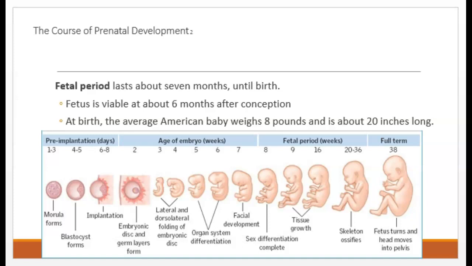By the end of the 5th month, their fingernails and toenails have formed and they are more active. At 6 months, or about 24 weeks after conception, the fetus is viable, meaning it is possible for them to survive outside the womb, although their lungs are not fully mature and they would have extreme difficulty breathing. By the end of the 7th month, the fetus weighs about 3 pounds. During the last 2 months, fatty tissues develop and the functioning of various organs such as heart, kidneys, and lungs steps up. At birth, the average American baby weighs 8 pounds and is about 20 inches long.